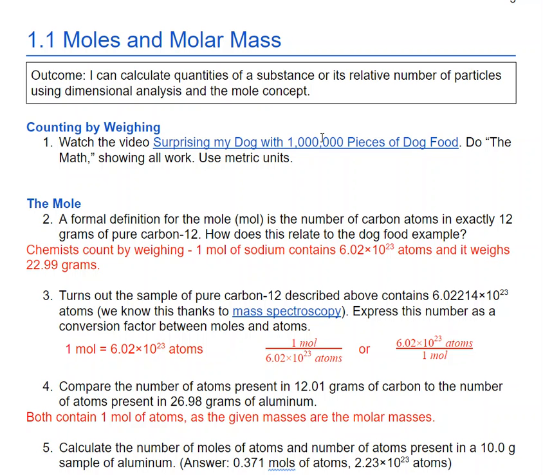1 mole of sodium contains 6.02 times 10 to the 23rd atoms, and it weighs 22.99 grams. So just like in the dog food video, we don't want to spend all that time counting out that many atoms. So it's much easier to count them by weighing them.